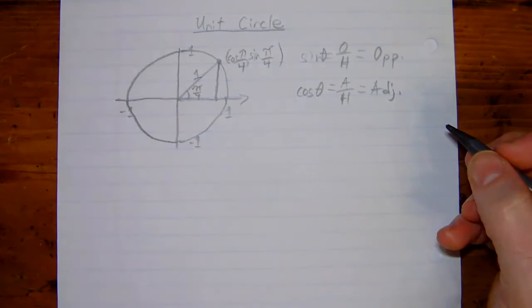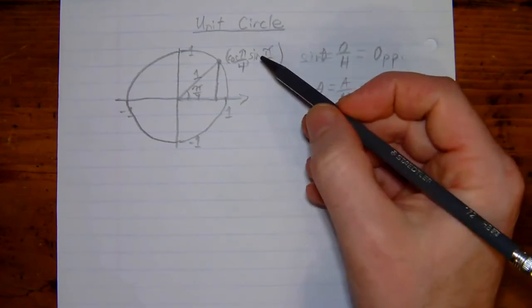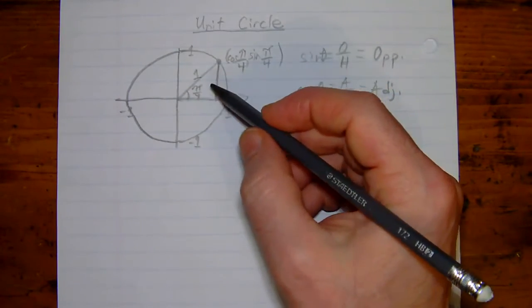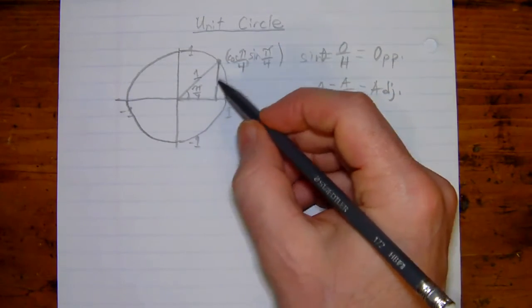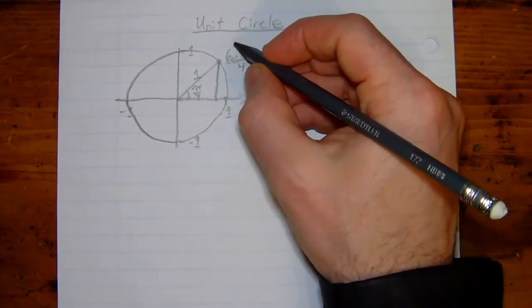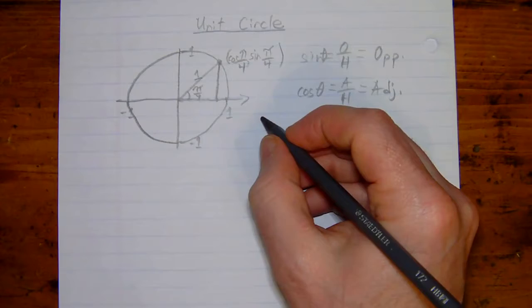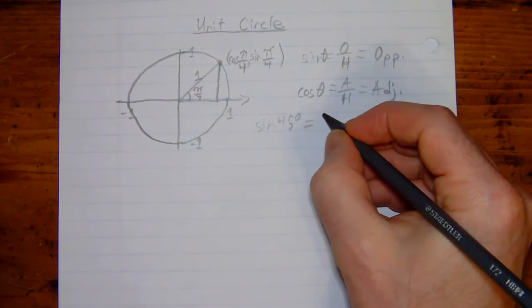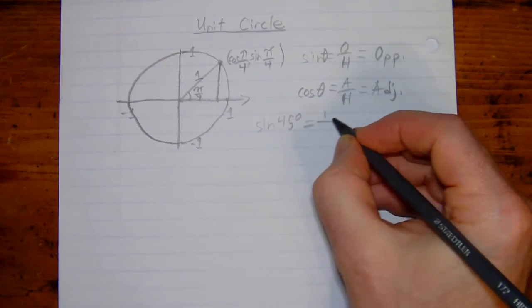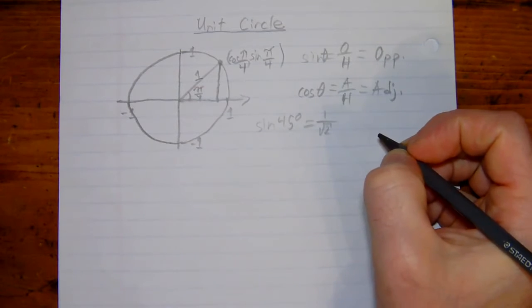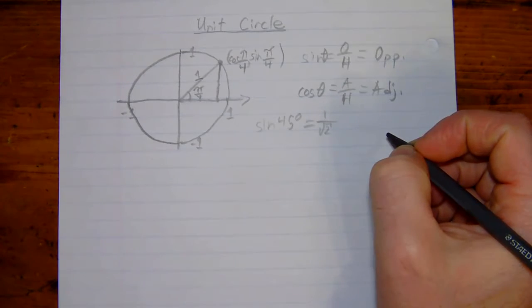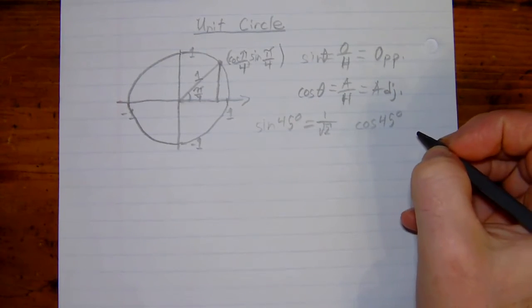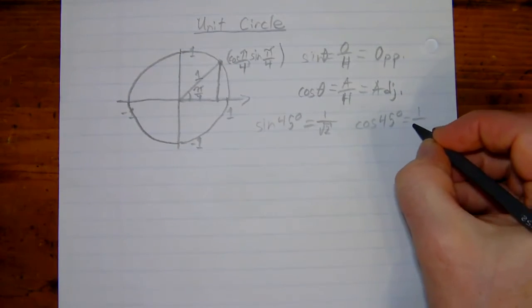Okay, so now we just need to figure out what are the actual values of these two things. And for pi by 4, we know that that is 45 degrees, and so we can sub in our values. If you recall, sine of 45 degrees is, hopefully you can remember this, 1 over root 2. Cosine 45 degrees, same thing, 1 over root 2.